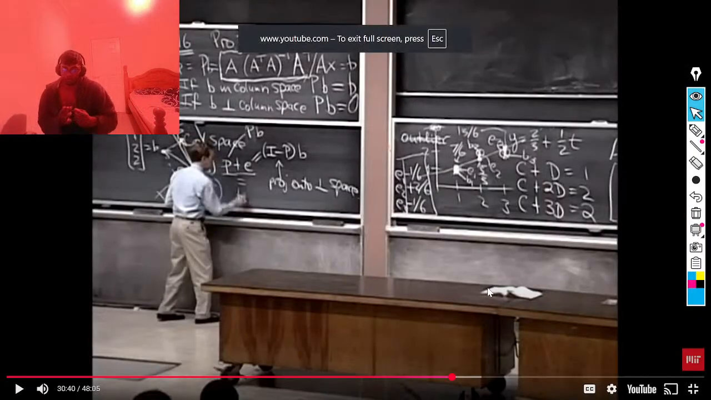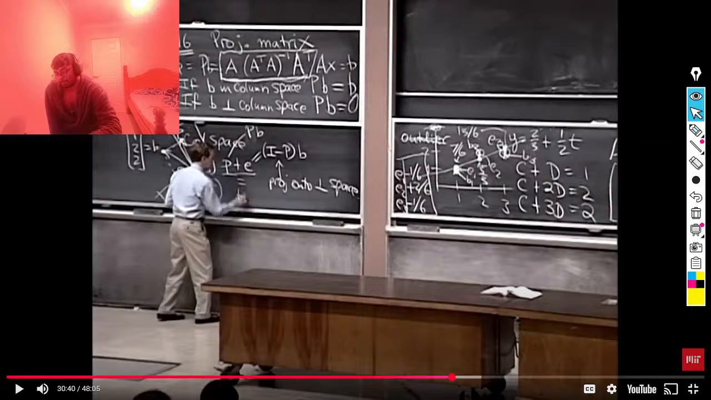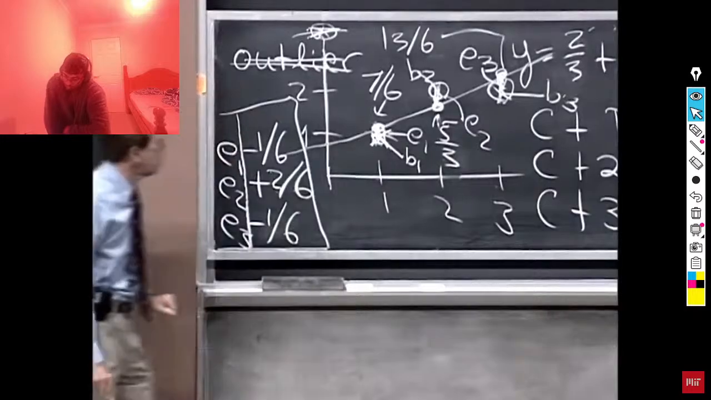So it is perpendicular. How is that perpendicular though? To match b, I want minus 1/6 plus 7/6 to give the correct b equal 1.